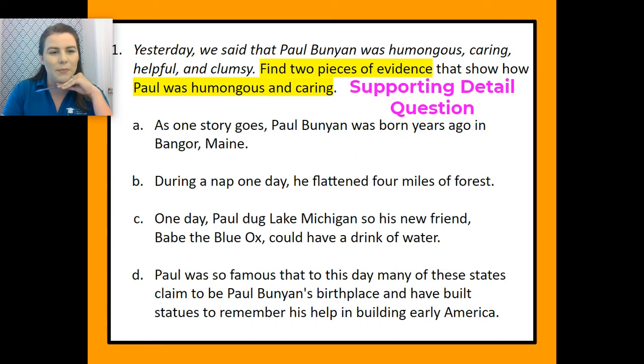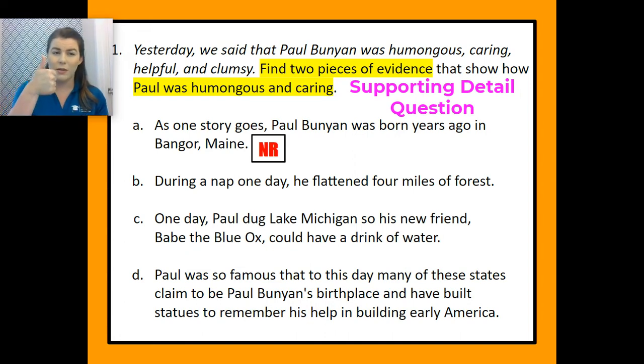Let's read answer choice A. As one story goes, Paul Bunyan was born years ago in Bangor, Maine. You already saw that this was not relevant. So take a moment to think, why is this not relevant to answer this question? You're right. This is just a piece of evidence that shows us Paul Bunyan was born. We know he was born. We're looking for evidence to show he was either humongous or caring. So you're right, not relevant.